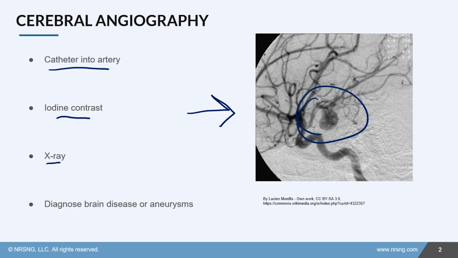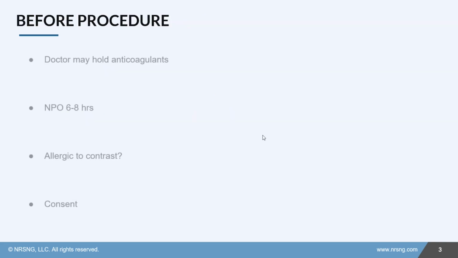Let's explore what to do before the procedure. If the patient is on anticoagulants, ask the doctor if they want to continue them or if they want them held, and for how long. The patient's going to be NPO. This means no food or drink, and it's usually for about 6 to 8 hours before the procedure, probably the day of.